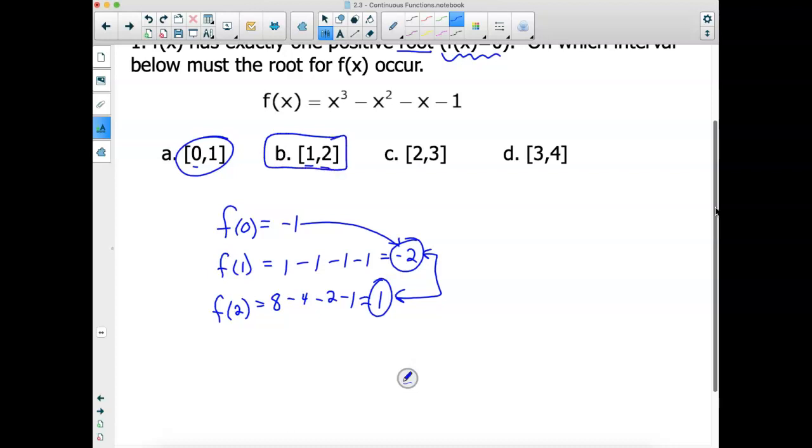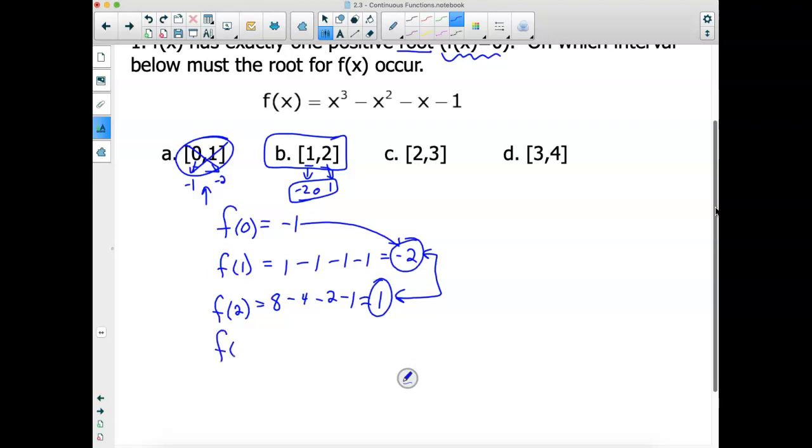And I could keep going all the way, because I know f of 1 is going to output negative 2. F of 2 is going to output 1. 0 falls between there, so that's the interval. Over here, f of 0 was negative 1. F of 1 was negative 2. Okay, 0 does not exist between there. That's why I threw that out.